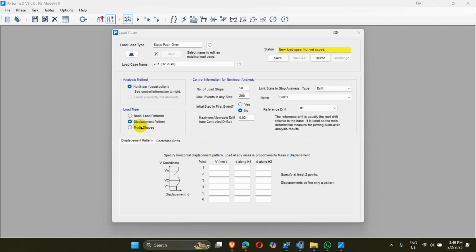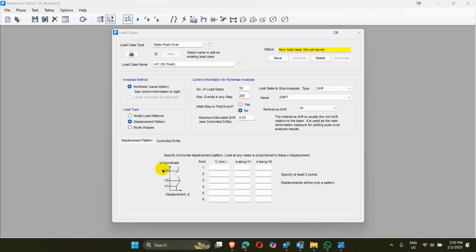If the load case is based on the displacement pattern, first specify the displacement pattern over the height of the structure. For a displacement pattern, choose the base and the roof level of the structure as indicated here, and from 0 to 4 intermediate levels, or here it is 0 to 6 intermediate levels. We can define any number inside the range of this level, up to 6 levels here, and specify the vertical coordinate and h1 and h2 displacement at each level. For a uniform pattern, specify the same displacement at the base and the roof level. For a linear pattern, specify 0 displacement at the base and unit displacement at the roof.